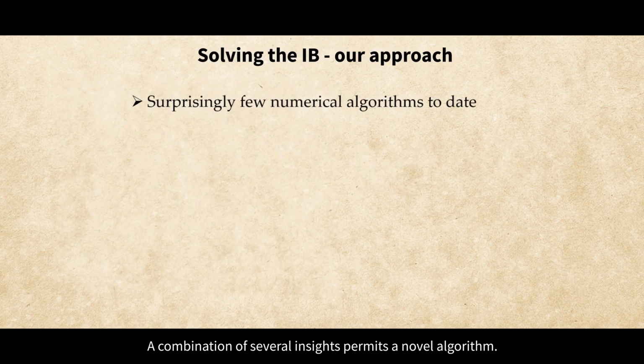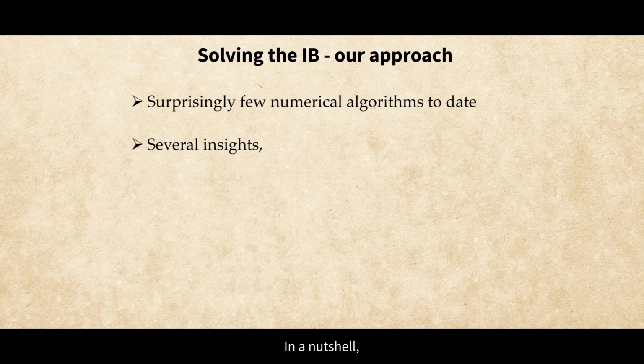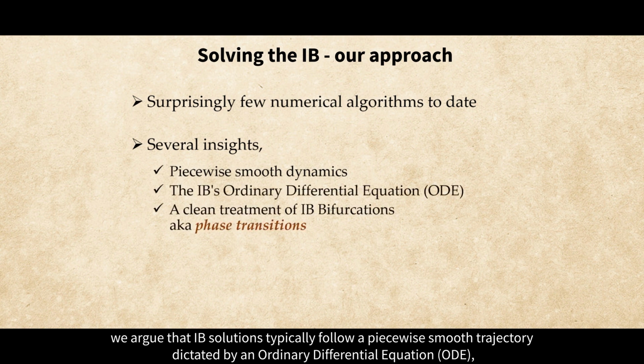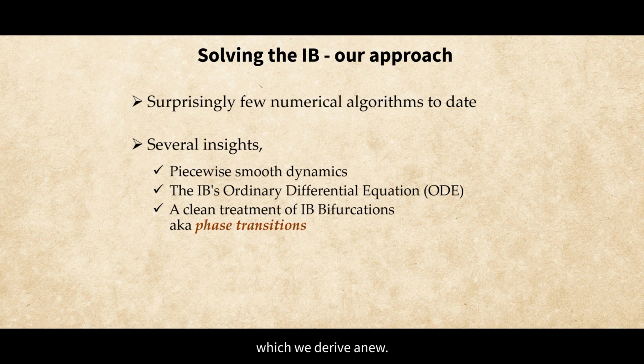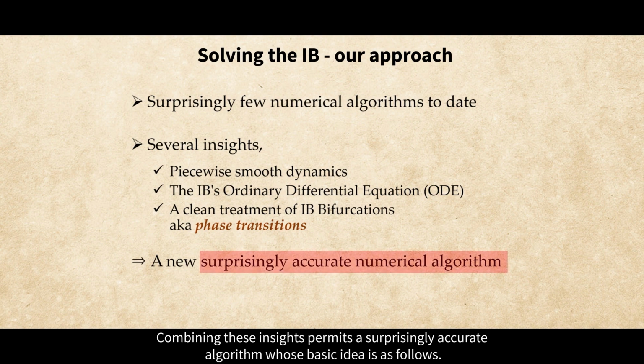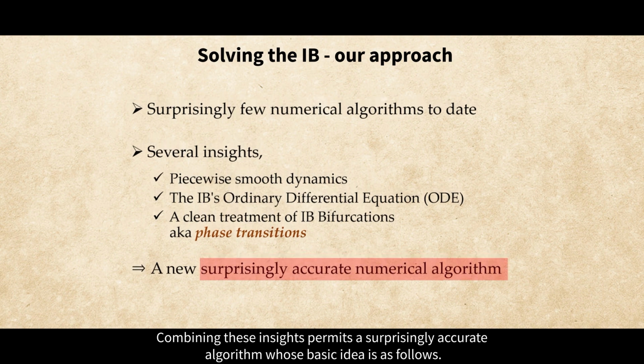A combination of several insights permits the novel algorithm. In a nutshell, we argue that IB solutions typically follow a piecewise smooth trajectory dictated by an ordinary differential equation, which we derive anew. The ODE is violated when solutions change qualitatively, at its bifurcations, or phase transitions. Combining these insights permits a surprisingly accurate algorithm whose basic idea is as follows.